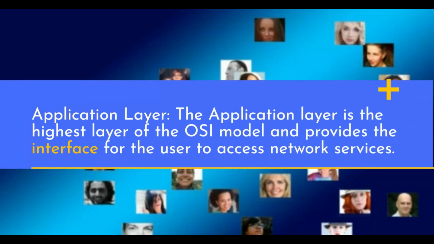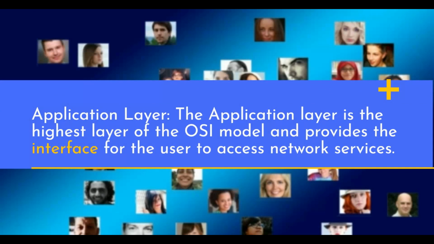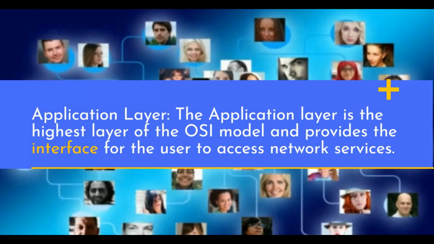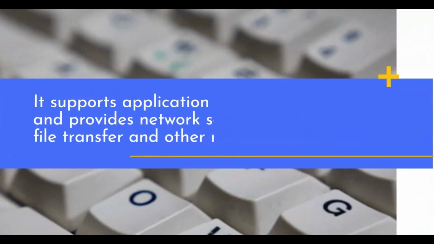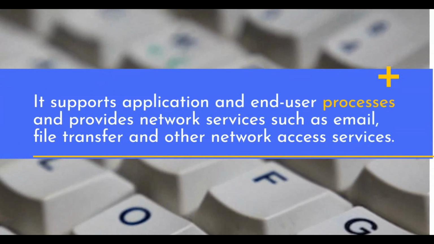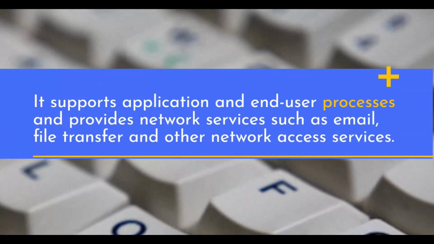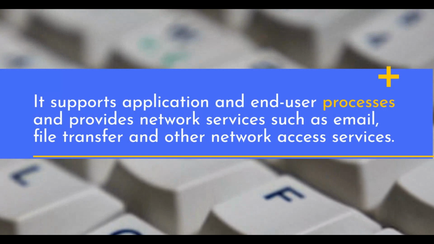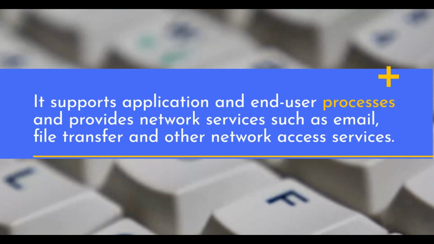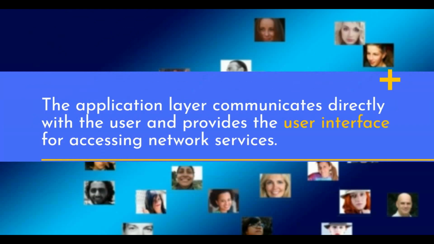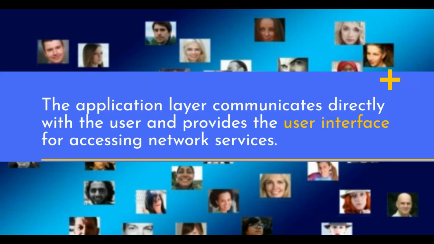Application layer. The application layer is the highest layer of the OSI model and provides the interface for the user to access network services. It supports application and end-user processes and provides network services such as email, file transfer, and other network access services. The application layer communicates directly with the user and provides the user interface for accessing network services.